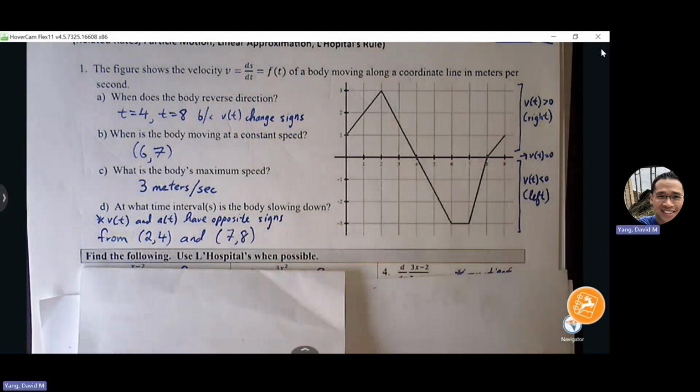Okay, L'Hopital's rule for 2 and 3, and then for number 4, it's asking for the derivative, so it's actually quotient rule, right? Quotient rule for number 4. Okay, try those.